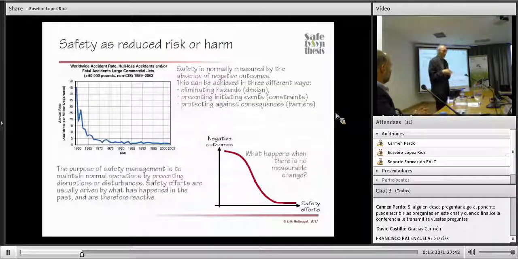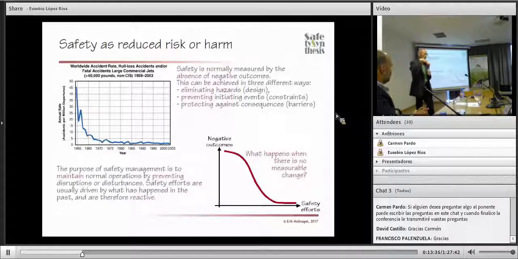So the classical understanding of safety is that we look at situations where something goes wrong, and we're safe if nothing goes wrong. So the typical definition of safety in many fields is it's a freedom from harm, it's a freedom from risk, it's a freedom from accidents, it's zero accidents, and that's why we measure safety in this way.